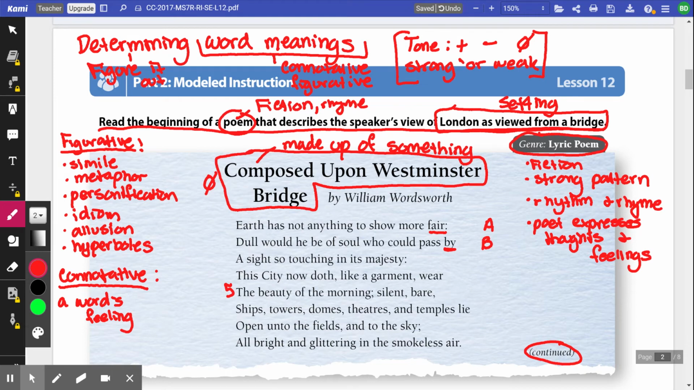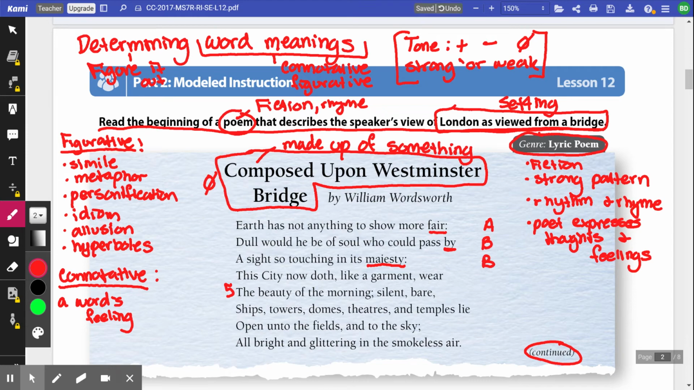So the next word I have to look at is majesty on line 3. Majesty doesn't rhyme with fair, right? But let's look at the word by. Majesty, by. Well, those don't actually rhyme, but they have the same ending sound. That Y at the end is very similar. So even though it's not an identical rhyme, because they have that same ending, majesty also gets a letter B.